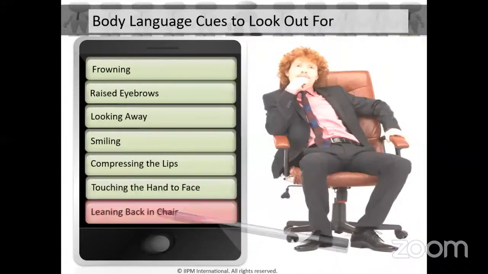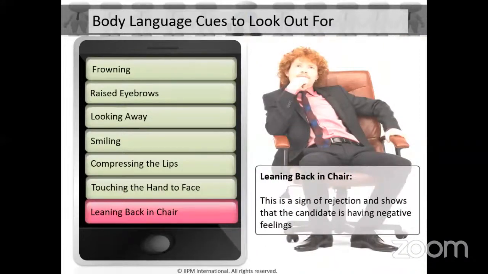So leaning back in the chair when somebody is being asked a question, when somebody is being recruited, is a sign of rejection and shows that the candidate is already having negative feelings, both about themselves and about the interview.